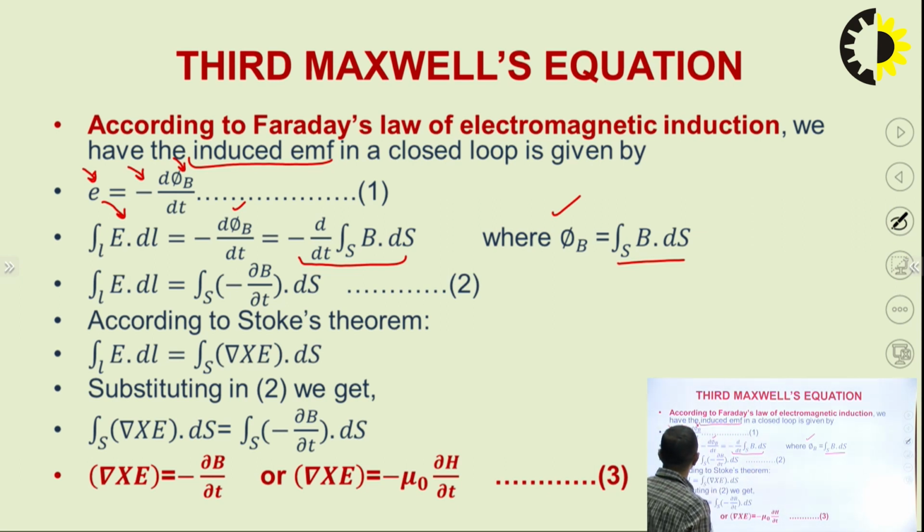Now we will do some mathematics here. The left hand side is the line integral over a closed curve C of E dot dl. This is equal to the surface integral over S of minus del B by del t dot ds. We can write this in this form. Suppose this is equation 2.